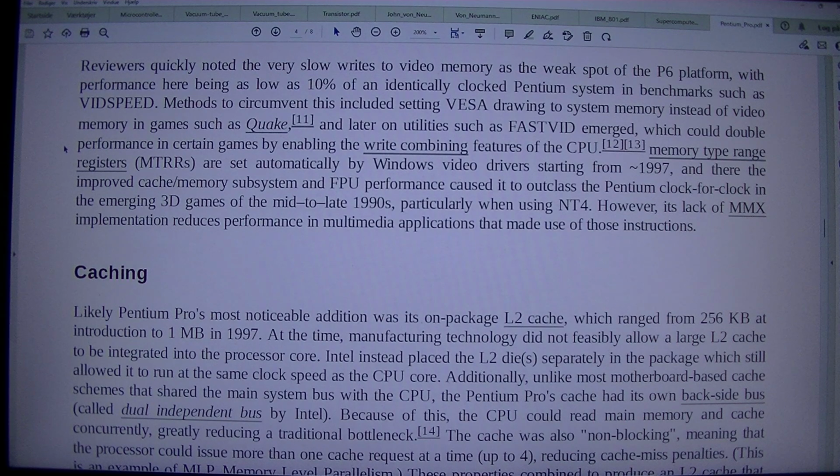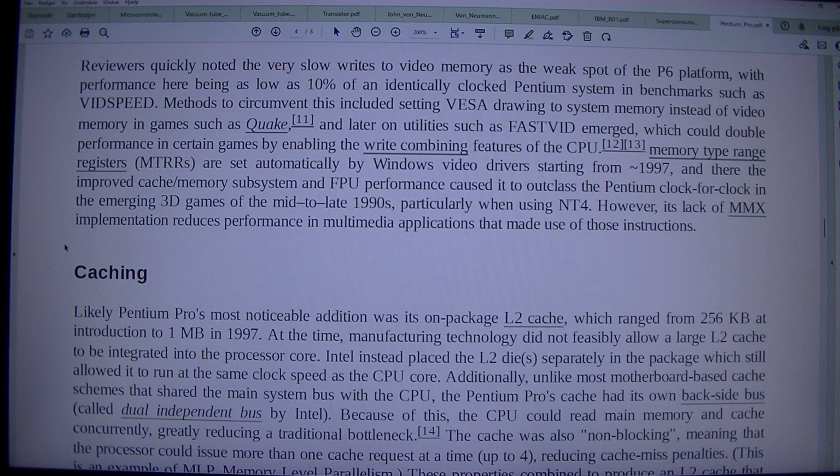Memory type range registers, MTRRs, are set automatically by Windows video drivers starting from 1997, and their improved cache/memory subsystem and FPU performance caused it to outclass the Pentium clock for clock in the emerging 3D games of the mid to late 1990s, particularly when using NT4. However, its lack of MMX implementation reduces performance in multimedia applications that made use of those instructions.